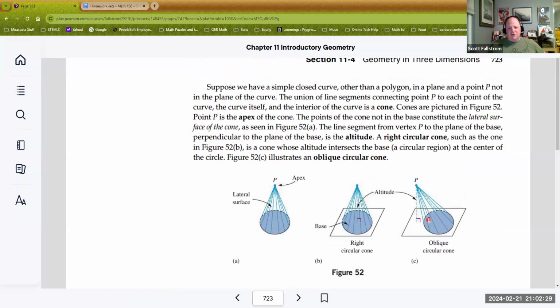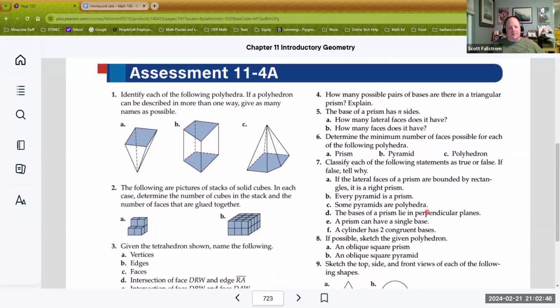I think the only other shape that they didn't cover here that we will be talking about is a sphere. A sphere is definitely not a polygon at all. It's just the three-dimensional analog of a circle. That would be the only other shape that we would cover here.